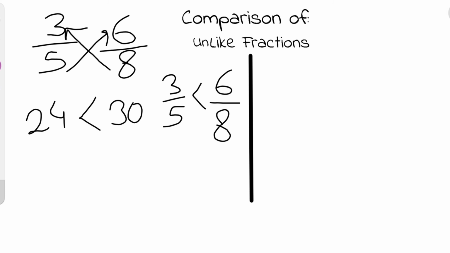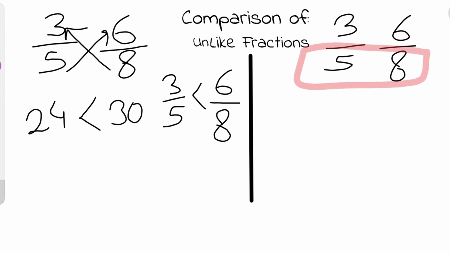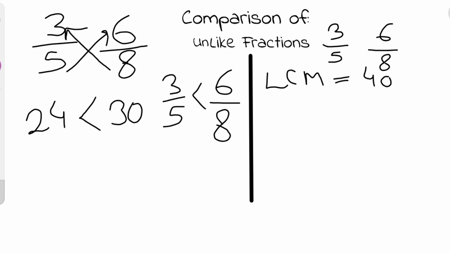The next method is by making the unlike fractions like fractions. Now what do we have to do in this? We will take the same example, 3 by 5 and 6 by 8. Now we will make their denominators the same. Okay. Now how to do that? First we have to find the least common multiple, that is LCM, of 5 and 8. Next we will multiply both the fractions by a number in such a way that we get 40 as denominator. That means we have to find the equivalent fraction of 3 by 5 and also 6 by 8.